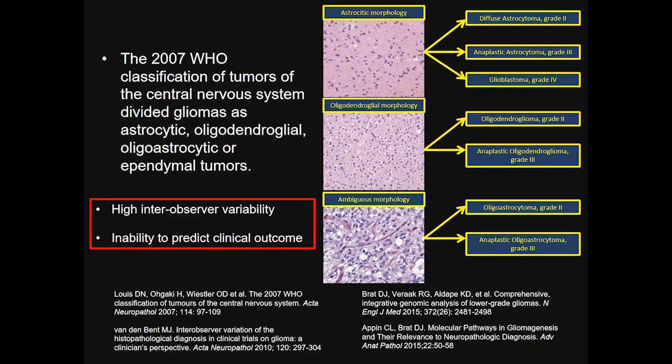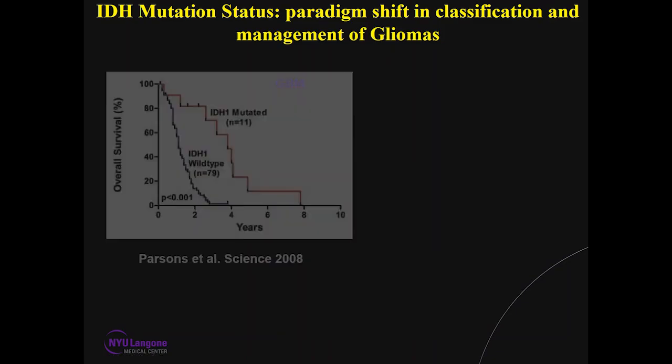One of the biggest issues with this kind of histology-based classification system was that there was very high inter-observer variability. No two neuropathologists agreed with each other most of the times. And then also the inability of this kind of classification system to predict clinical outcome. And what has happened in the last 10 years or so, with the discovery of IDH mutation, there is a paradigm shift in classification and to some degree also management of these gliomas.